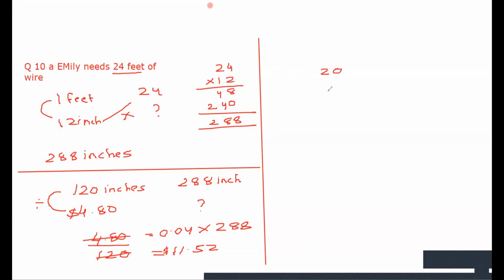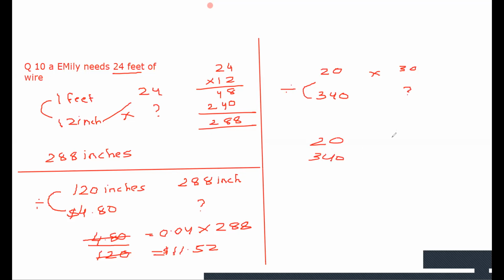20 Galaxy chocolates is for 340 reals. So 30 Galaxy chocolates is how much? First, actually, I need to divide this. Whatever answer I get, I will multiply this. This is the procedure. But why is the procedure? Because first, actually, I will go for 1.